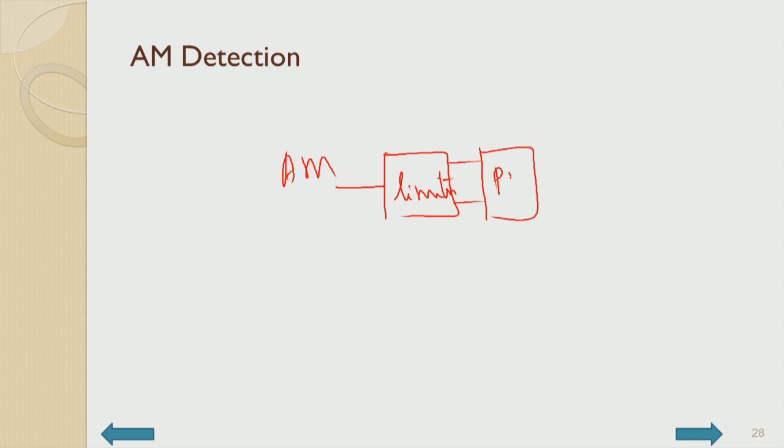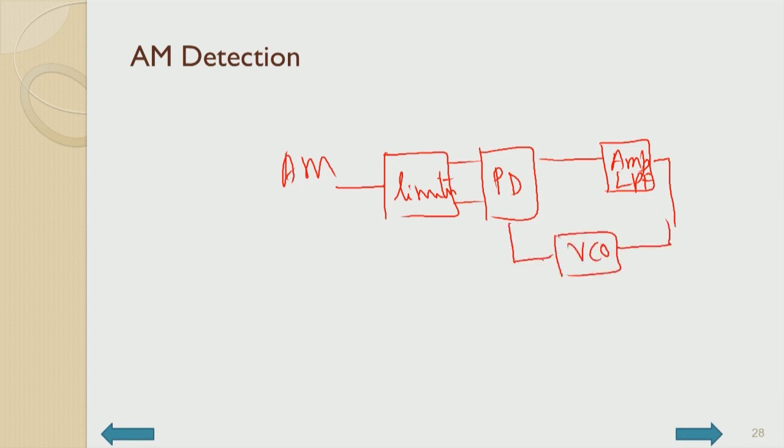So, AM detection also can be carried out in a similar fashion. What is done here is that the AM comes through a limiter, so that amplitude modulation and noise is removed. So, essentially it has the carrier frequency, and this gets applied to the phase detector, comes out, amplifier plus low pass filter, and then the VCO. So, VCO now has the carrier frequency. This is shifted in phase, because there will be quadrature, if omega naught is the same as the carrier, there will be a phase shift of pi by 2.